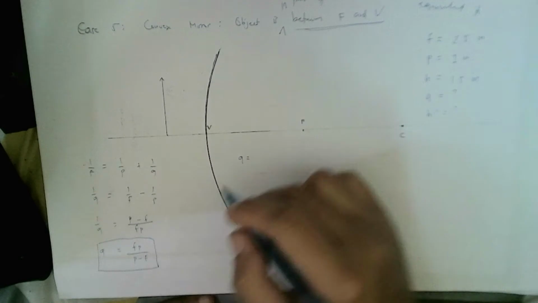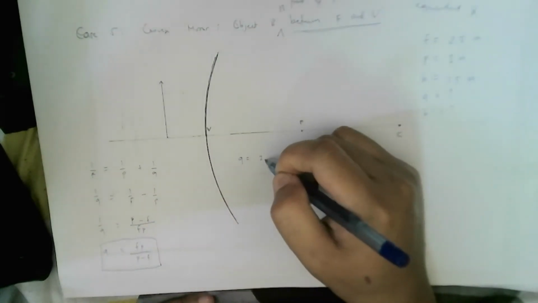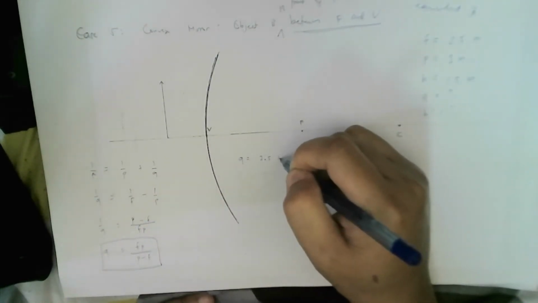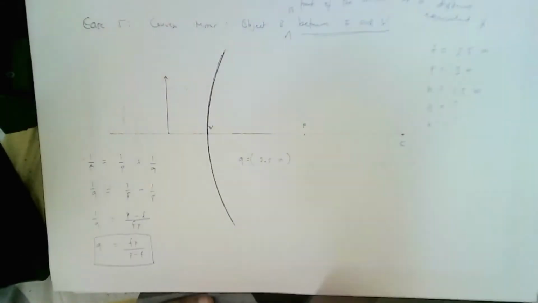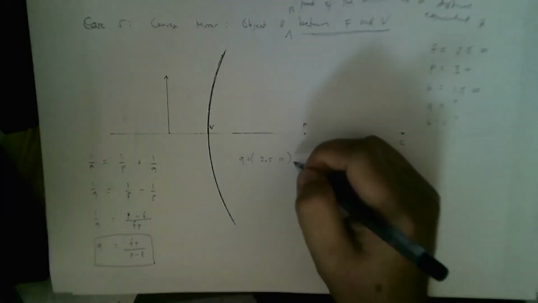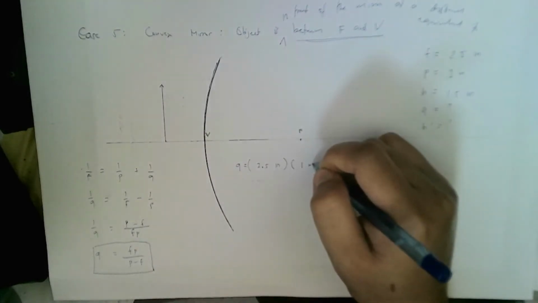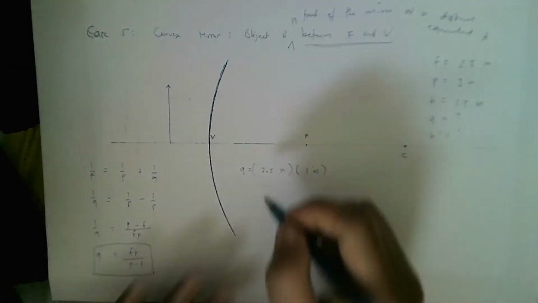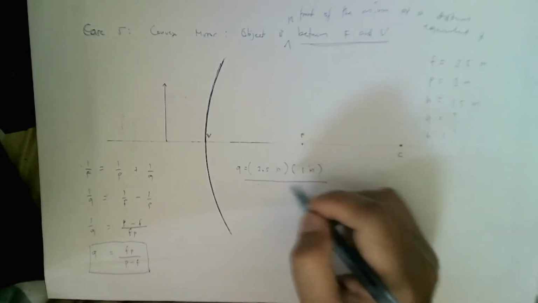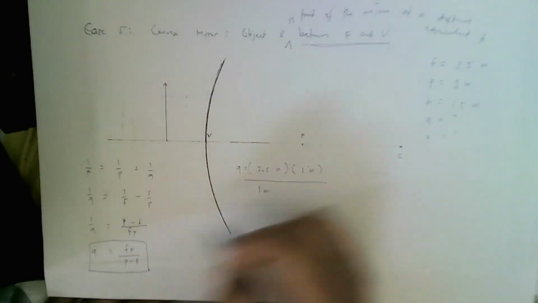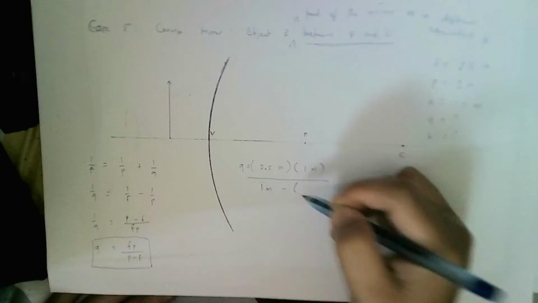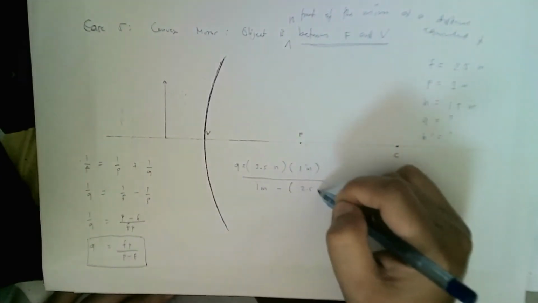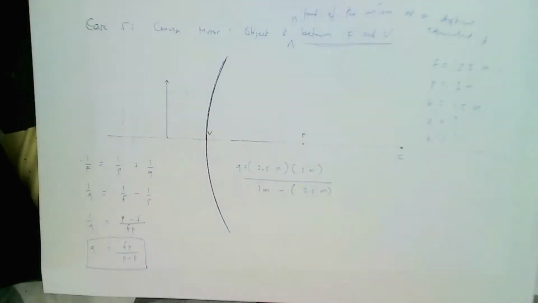Okay? So now I'll just replace Q is equal to, well, F is 2.5 inches. And then what's P? Well, P is 1 inch over, what's P? 1 inch minus, what's F? F is 2.5 inches. Okay?